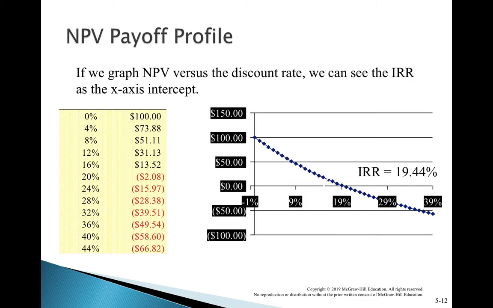So the payoff profile is different. You see, when we increase the rate, the NPV becomes negative. See here, at 0%, NPV was 100. At 4%, NPV becomes 73. 8%, 51. 12%, 31. 16%, 13. 20%, minus 2. I explained this to you through the spreadsheet.